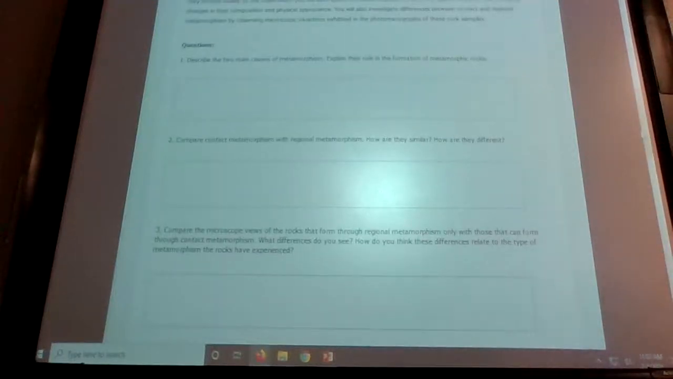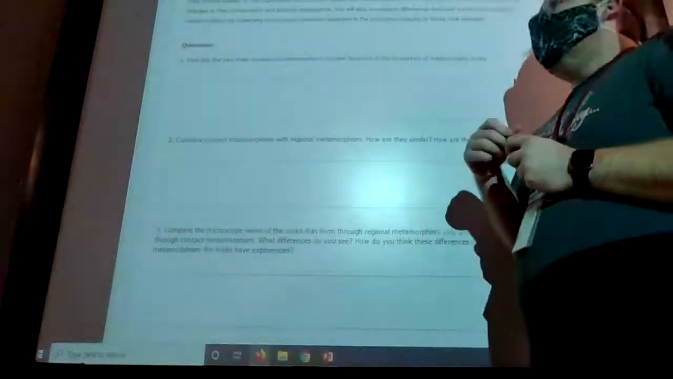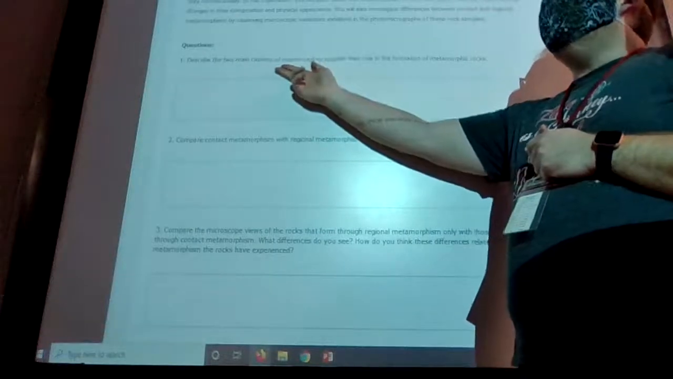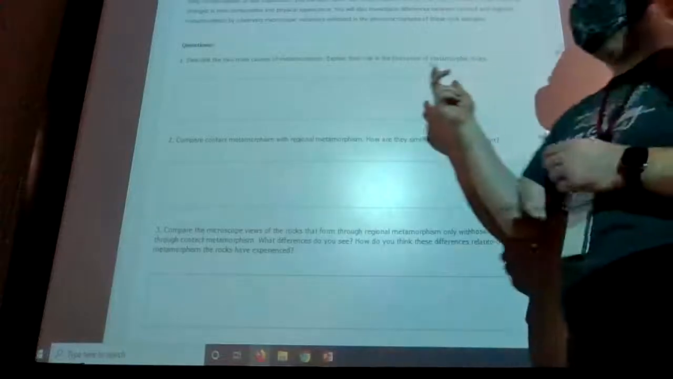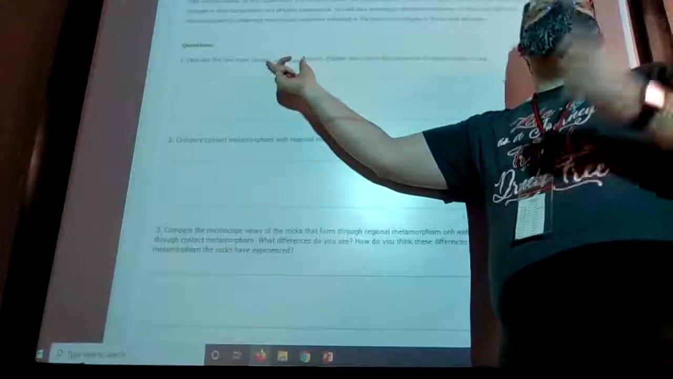exploration. So what do we got? We got 10 questions. Make sure you answer all the questions and hit submit at the end. Let's go through them one by one. Number 1, describe the 2 main causes of metamorphism. Explain their role in the formation of metamorphic rocks. What are the 2 main causes of metamorphism?